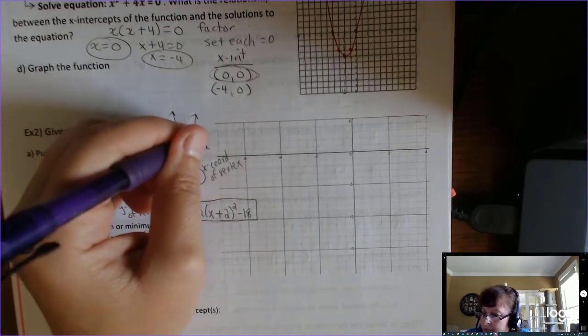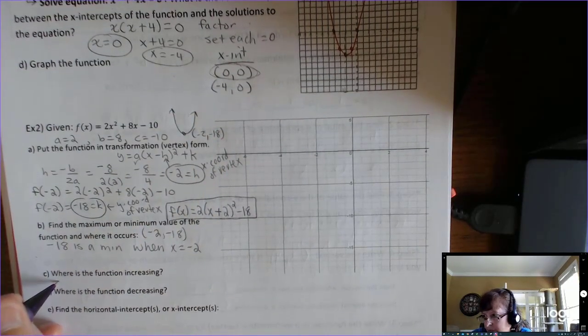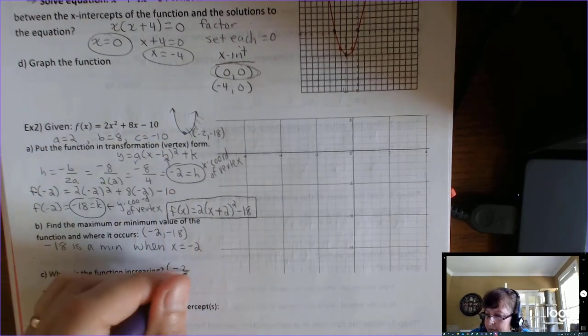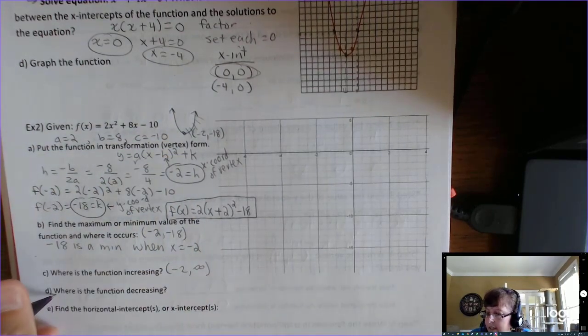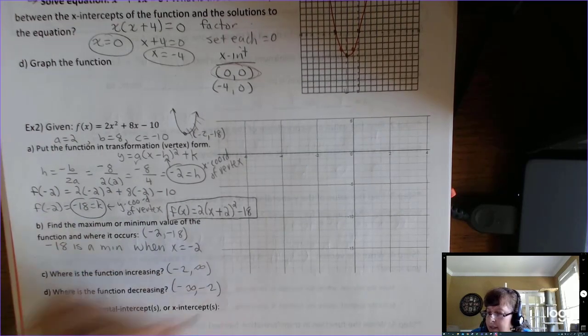Okay, I'm sketching it right here so I can answer this question correctly. Where's the function increasing? It's increasing from when x is negative 2 to infinity, and it's decreasing from negative infinity to when x is negative 2.